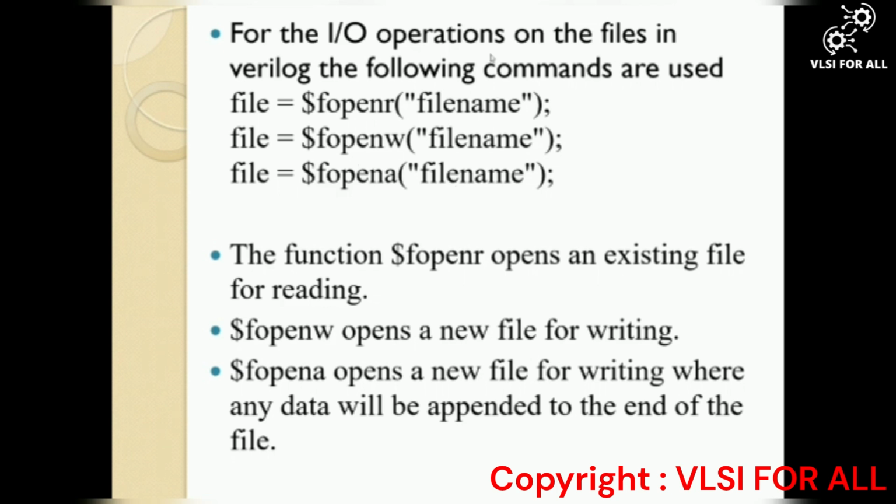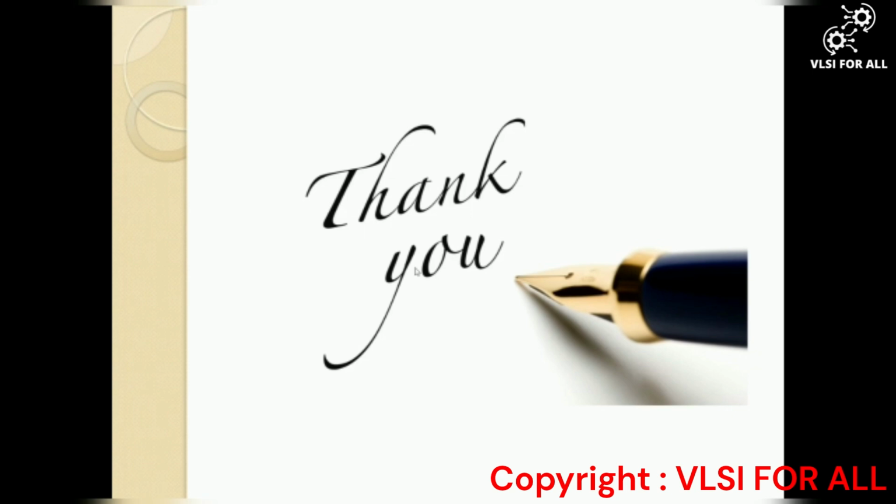We have three commands: $fopen R, $fopen W, and $fopen A. These are the various different commands of IO operations on the files. Here, we will see the individual commands. The function $fopen R opens an existing file for reading. The second one is $fopen W. The $fopen W opens a new file for writing. The third one is $fopen A. The $fopen A opens a file for writing where any data will be appended to the end of the file. This is all about today's session.